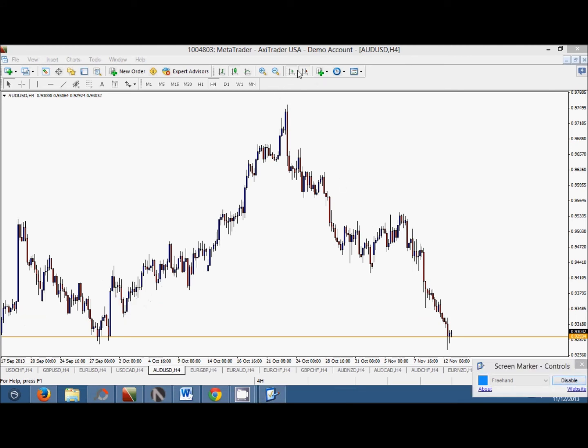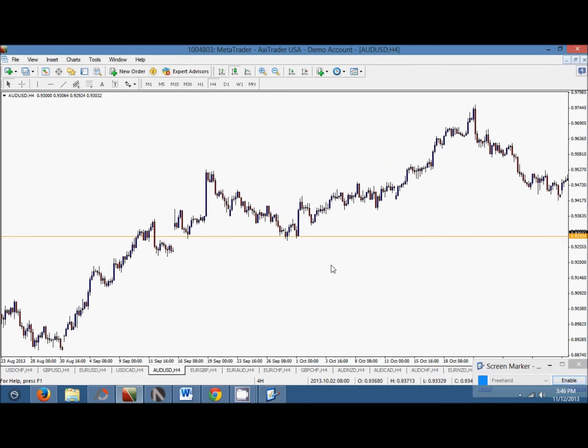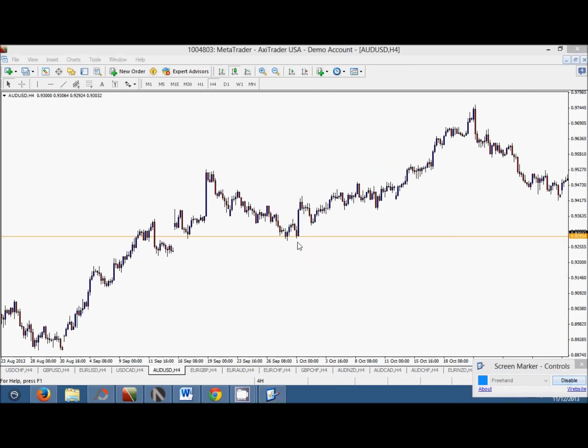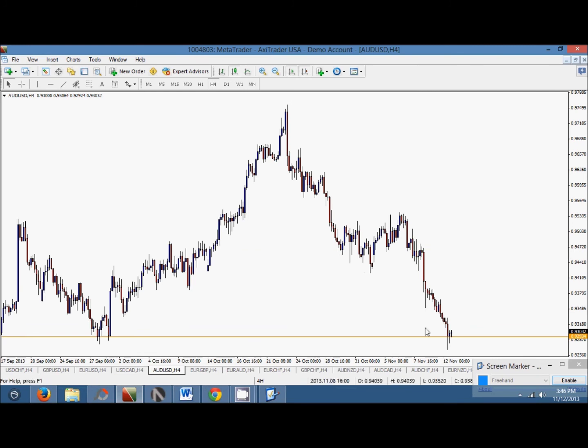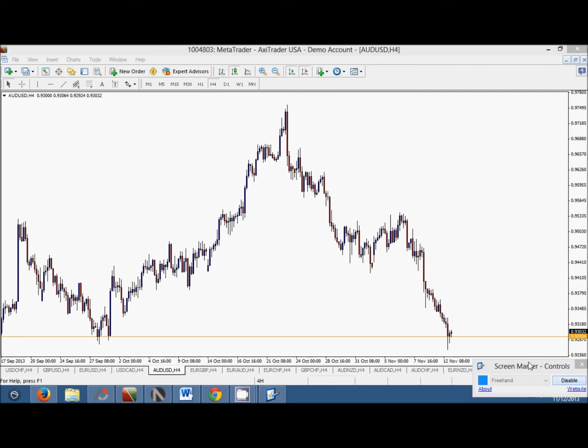Let me do something so we can get a better look at it. Alright, see here, it formed a double bottom, a touch, and then all throughout here a touch also. So this has been a major support zone in the past for the Australian dollar US dollar, so we should expect the same thing to happen this time, but we're just going to be watching to see what happens in this area of the chart.